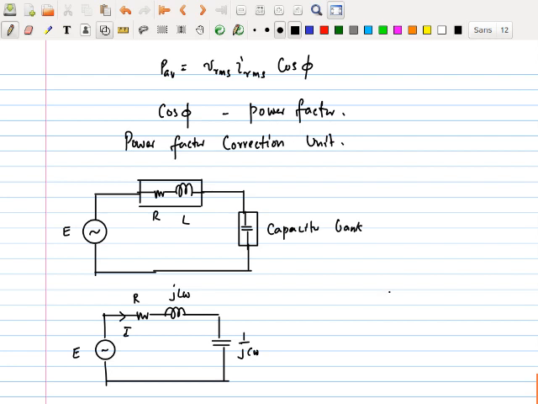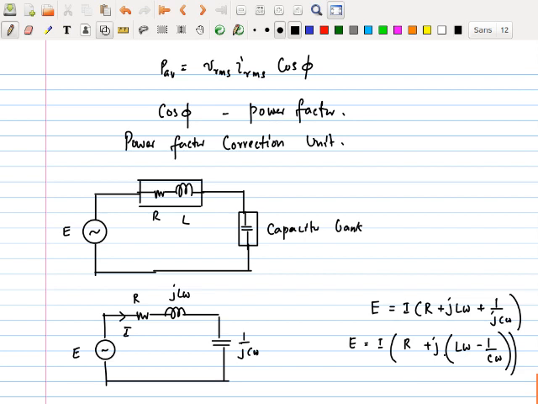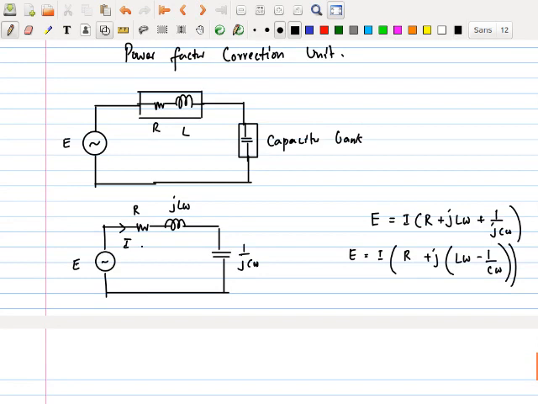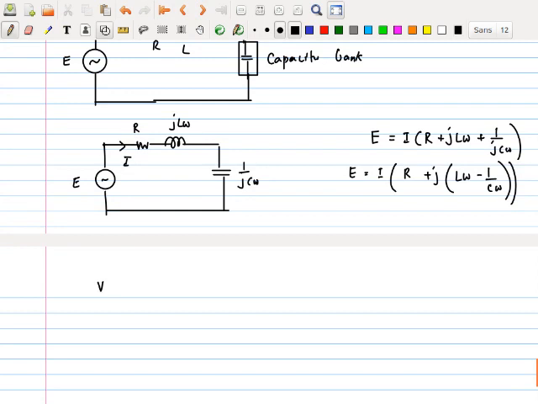Now let's say this loop has a current flow of capital I. If you apply Ohm's law, that's going to be capital I times R plus jL omega plus 1 over jC omega. So E equals I times R plus j times L omega minus 1 over C omega. Now this is a complex number. Using that complex number, I can find the voltage drop across the resistor, which is going to be capital I times R.